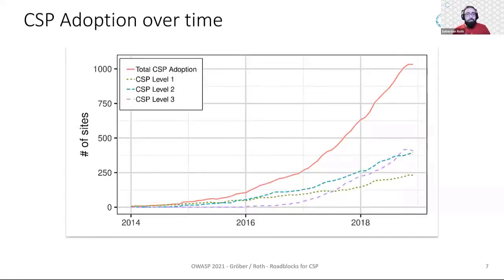In a previous work, we took a look at the CSP adoption of the historical top 10,000 websites. And as you can see in the red line of this graph, the overall adoption of CSP is increasing, and more than 10% of the top sites are currently deploying CSP. Also, the usage of new features of CSP level 2 and 3 is increasing. So everything looks okay-ish, right?